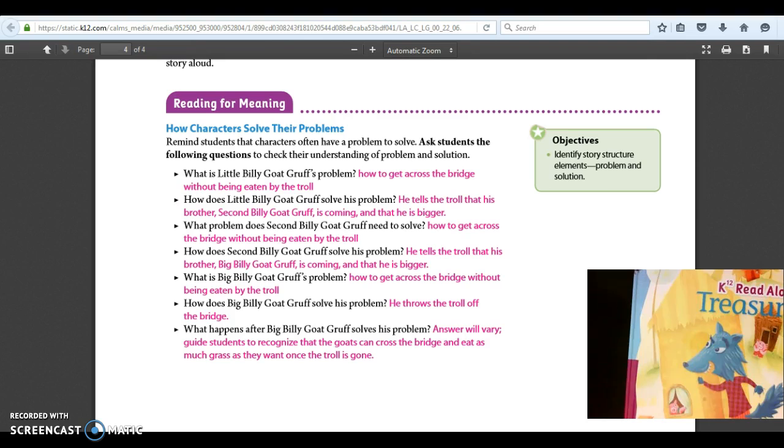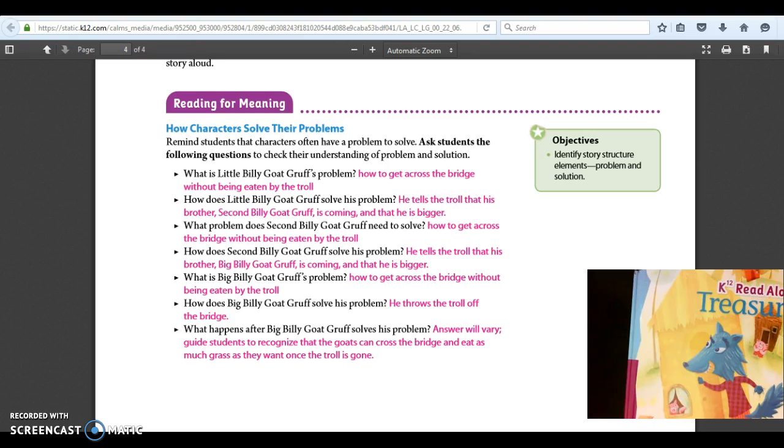Now, what problem does second Billy Goat Gruff need to solve? He needs to figure out how to get across the bridge without being eaten by the troll. So how does second Billy Goat Gruff solve his problem? He tells the troll that his brother Big Billy Goat Gruff is coming and that he is bigger.